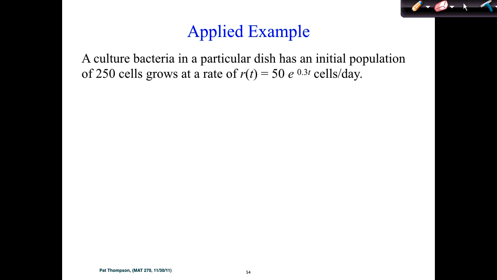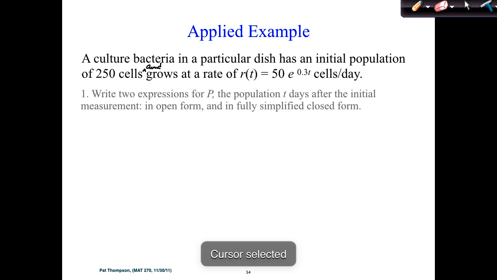Okay, so a culture of bacteria in a particular dish has an initial population of 250 cells and grows at a rate of 50 e to the 0.3t cells per day. So I want you to write two expressions for p, a function p, the population t days after the initial measurement. I want you to write it in open form and in fully simplified closed form.